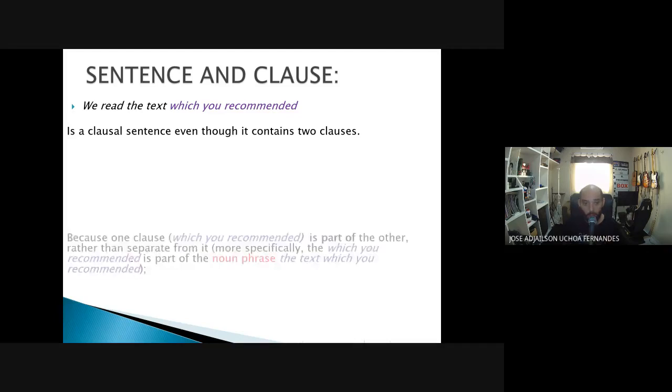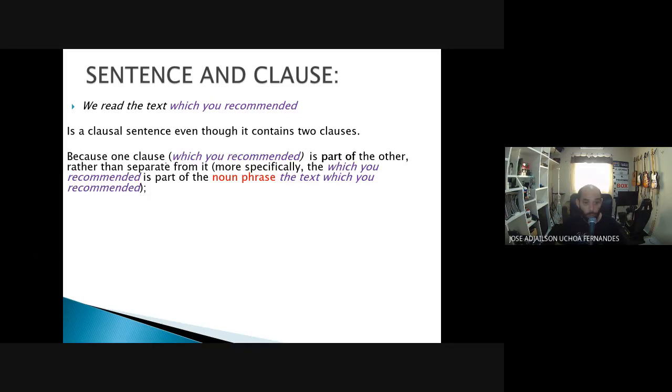But let's look at what happens here. One of the clauses, the clause which you recommended, which seems to be clause 2, we have clause 1 here, and clause 2, okay? But it is part of the other rather than separate from it. Clause 2 is part of clause 1. Why? The which you recommended, this part in purple, is part of what we call the noun phrase, the text which you recommended. Oh, teacher, what is a noun phrase?